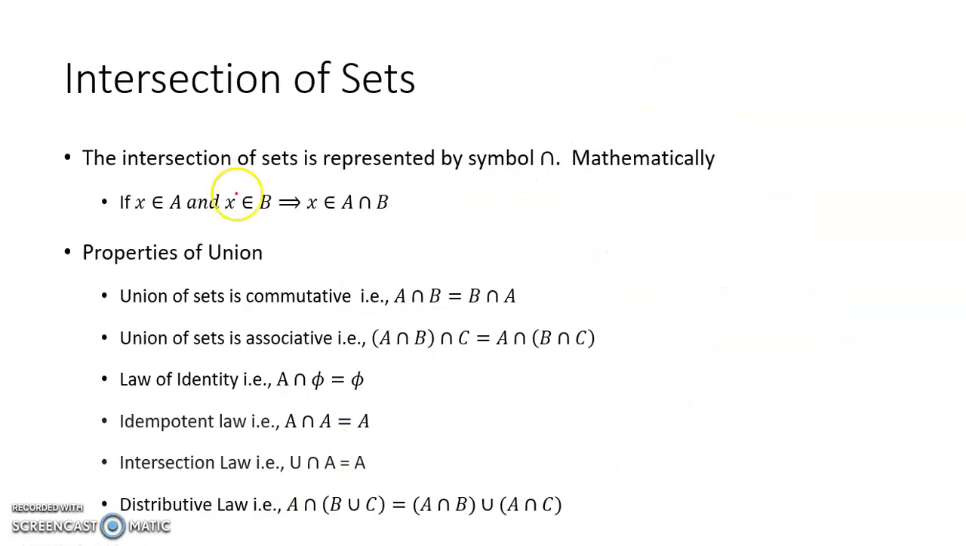Let's talk about the next operation, which is called intersection of sets. If X is in A and X is in B, then X belongs to A intersection B. Very simply, if I want to represent it through a Venn diagram, a general representation is going to come something like this. This common shaded portion will be called A intersection B. This is set A, this is set B, and this is the universal set.